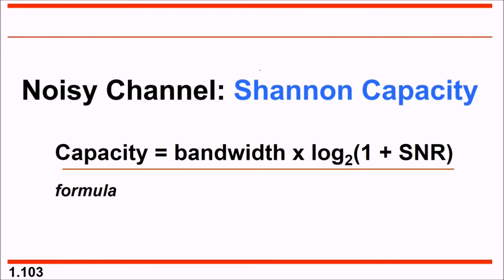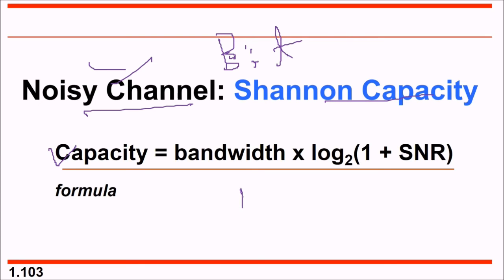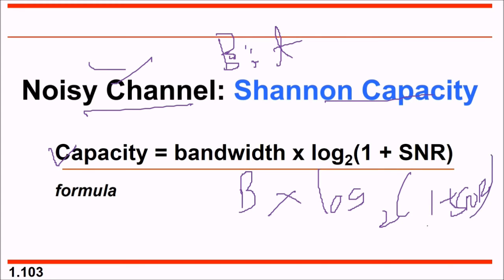Now we see the noisy channel with Shannon capacity. We have seen the Nyquist capacity, which has given us the maximum bit rate. But the capacity of the channel for a noisy channel is given by Shannon. The formula is the bandwidth times log base 2 of 1 plus SNR. You know SNR: signal to noise ratio.